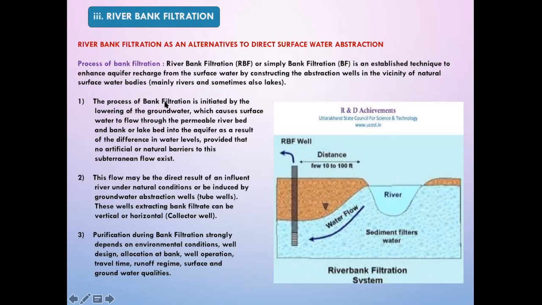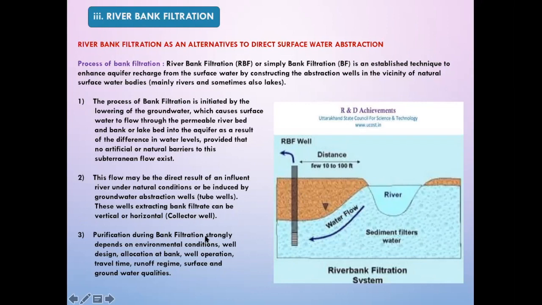Okay, so the process of bank filtration is initiated by the lowering of the groundwater, which causes surface water to flow through the permeable riverbed and bank or lake bed into the aquifer as a result of the difference in water levels, provided that no artificial or natural barriers to the subterranean flow exist. This flow may be a direct result of an affluent river under natural conditions or be induced by groundwater abstraction tube wells here. This well extracting bank filtrate can be vertical or horizontal. Horizontal, this one is a collector well.